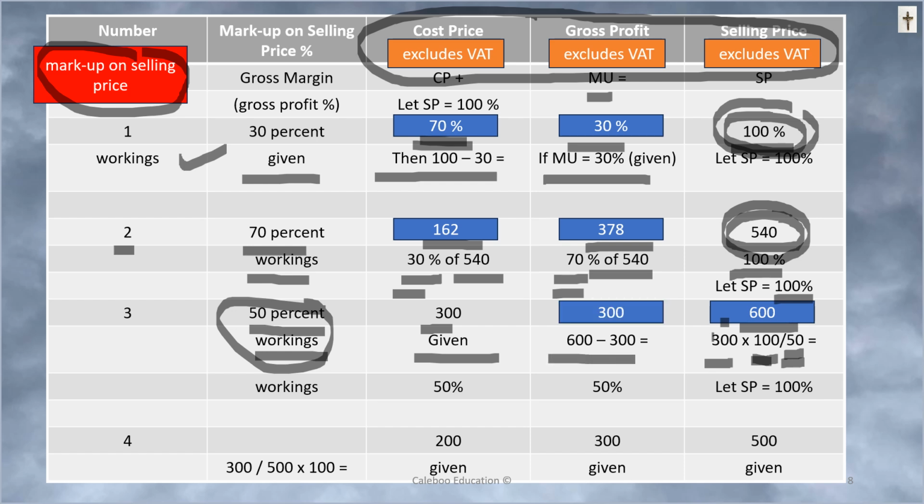Then what is the markup in rands? It's quite easy. 600 minus 300, and 300 plus 300 is equal to 600. And there you can see the markup is 50% of selling price, half of selling price. I can do that mentally without using a calculator. Half of 600 is 300.